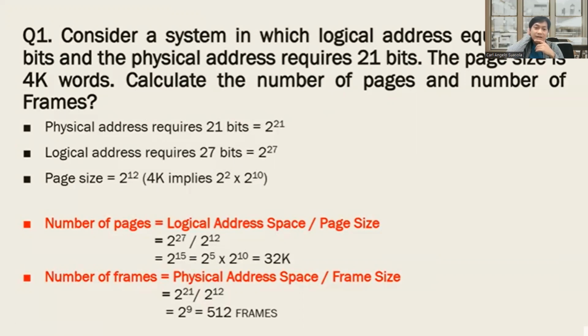So the number of pages is given the formula, we have equal to logical address space divided by page size. So 2 to the 27 divided by 2 to the 12, we can get 2 to the 15. And we can get its conversion into 2 to the 5 times 2 to the 10, no? Ilan man ang 2 to the 5? We have 32. And 2 to the 10 represents K, no? 32K. So we can get the number of pages as 32K, no?